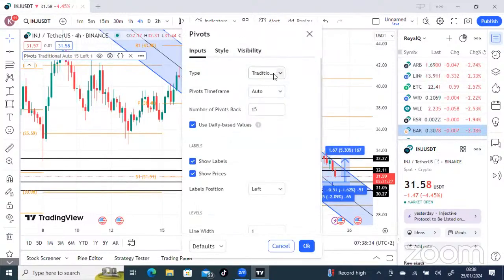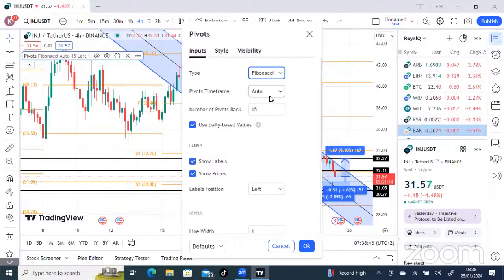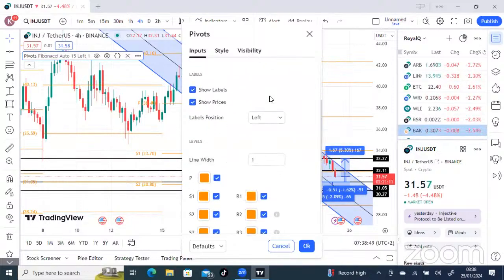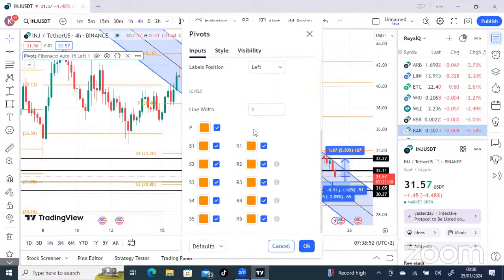Tap on the setting icon. Come here on the type. Where there is traditional, I recommend Fibonacci. The rest, leave them as they are, they okay. These are the lines. The first one is called pivot. I'll explain so much tomorrow. This one is support 1, support 2, support 3, support 4, support 5, resistance 5. So I could reduce some of these so that my screen doesn't get too much filled, so that I could have support 1 up to support 3.